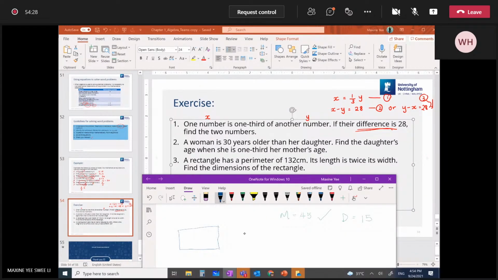All right, so the perimeter, we use the symbol P, is given as 132 cm. Right, so this is the length, this is the width. We'll just use the symbol L and W for length and width respectively. Okay, so find the dimensions. That means you need to find what is L, what is W. Okay, so can you work it out? What kind of mathematical equation can you write out from here? Any volunteers?